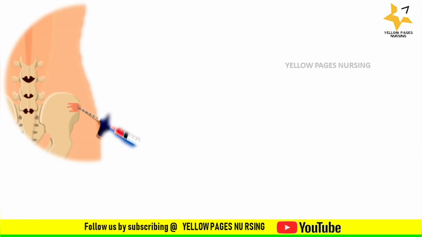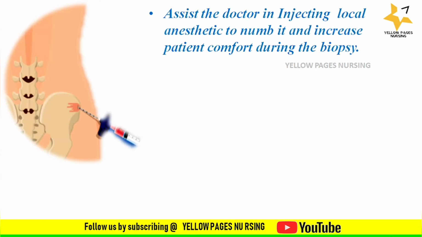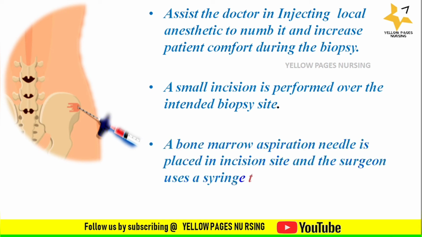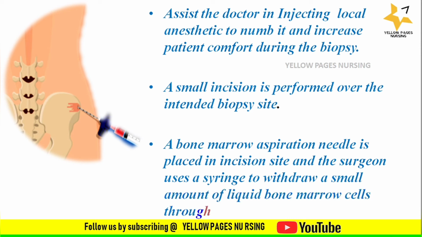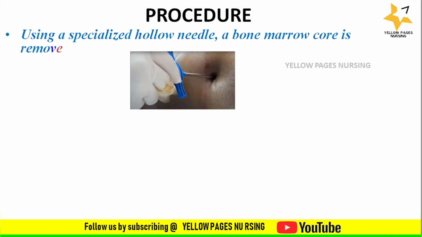Assist the doctor in injecting local anesthesia to numb the area and increase the patient's comfort during the biopsy. A small incision is performed over the intended biopsy site. A bone marrow aspiration needle is placed in the incision site and the surgeon uses a syringe to withdraw a small amount of liquid bone marrow cells through the needle. The procedure includes using a specialized hollow needle. A bone marrow core is removed.